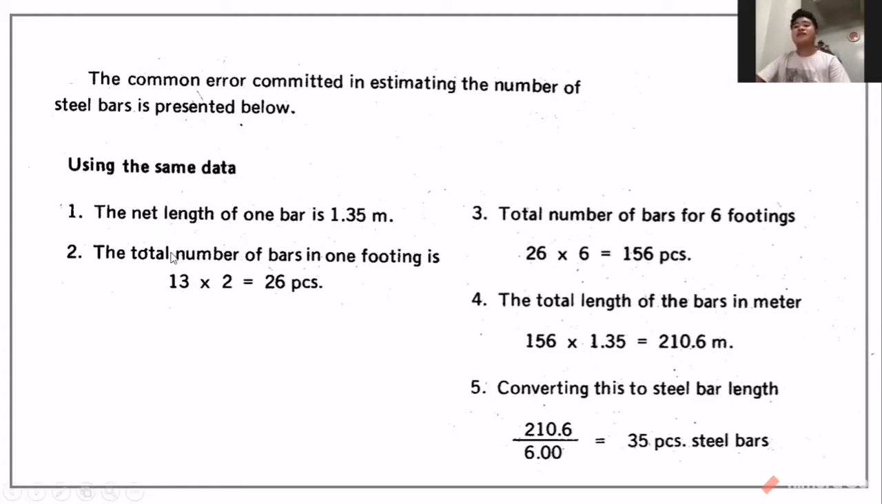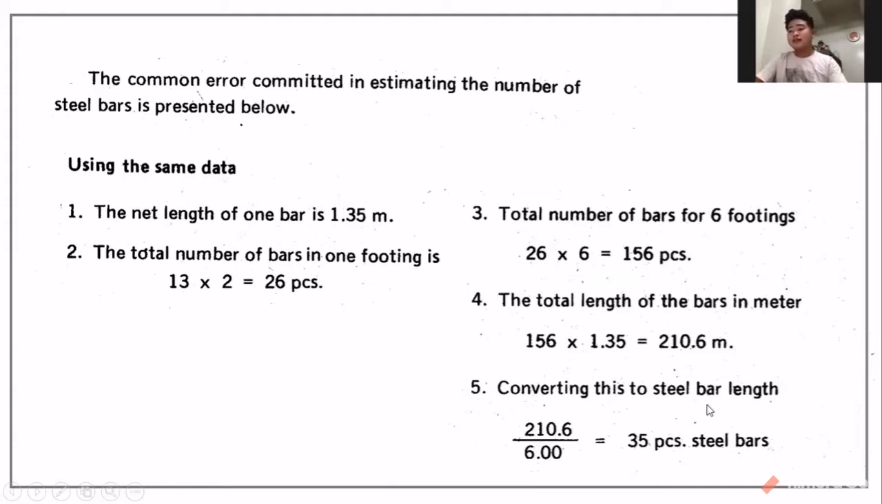Using the same data, the net length of one bar is 1.35 meters, and the total number of bars in one footing is 26. Then the total number of bars for 6 footings is 156 pieces. Then the total length of the bars in meters, which is 156 times 1.35, is equal to 210.6 meters. Converting this steel bar length, we have 210.6 divided by 6, so we have 35 pieces.